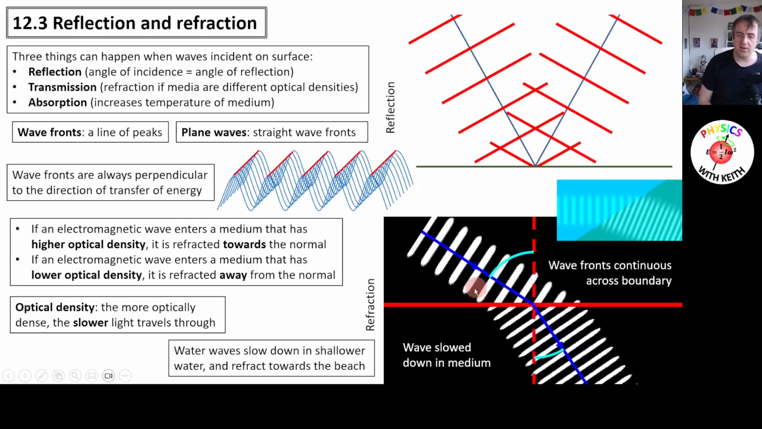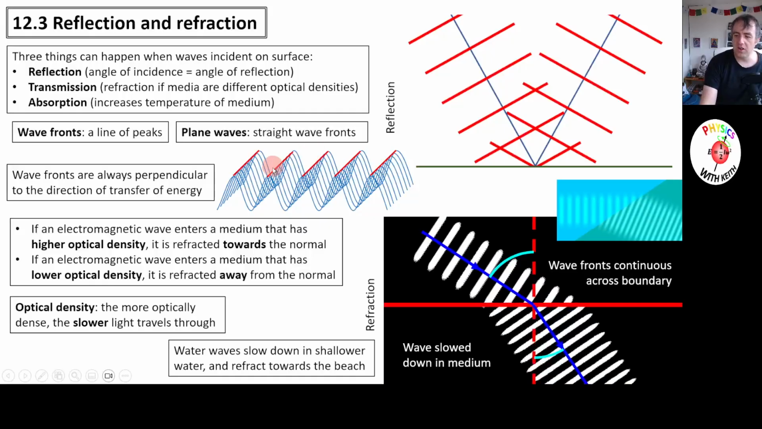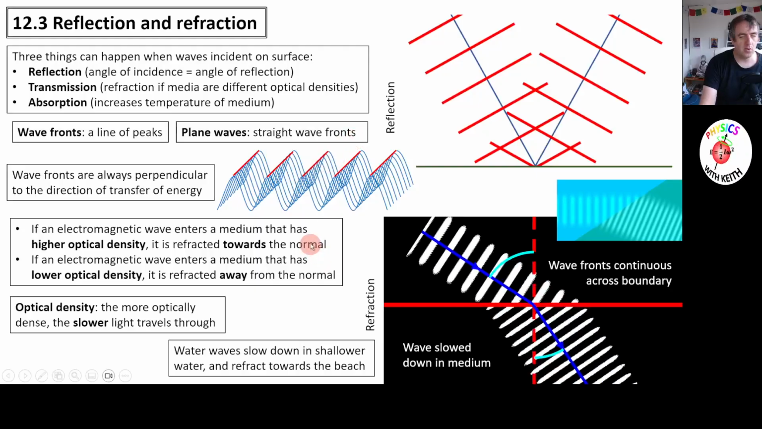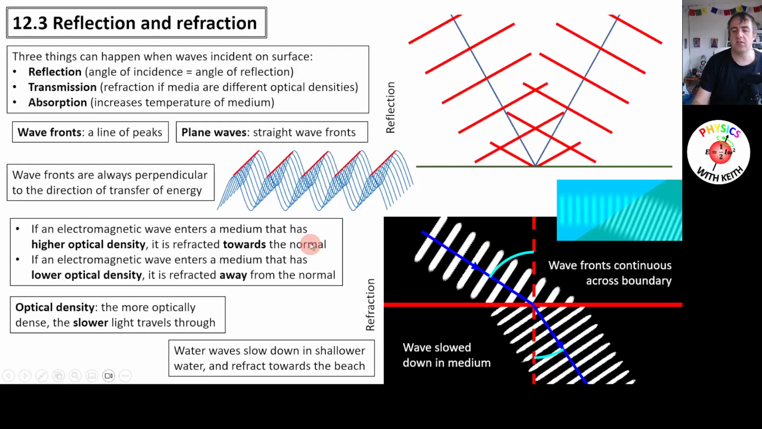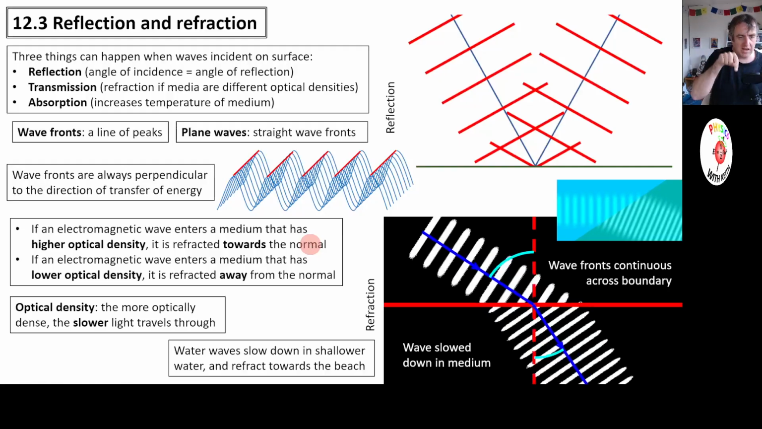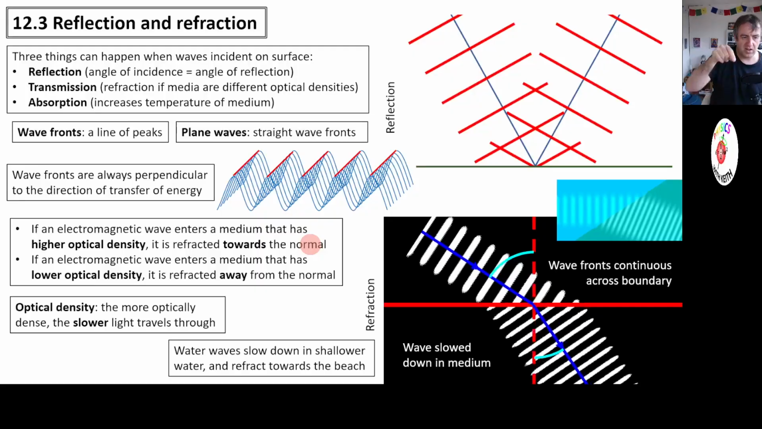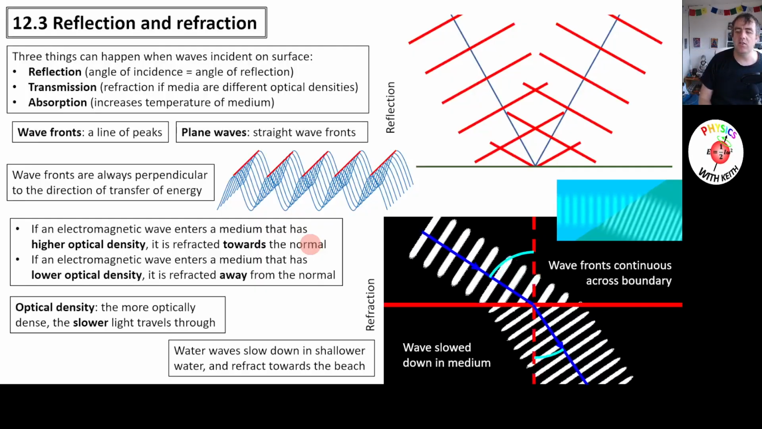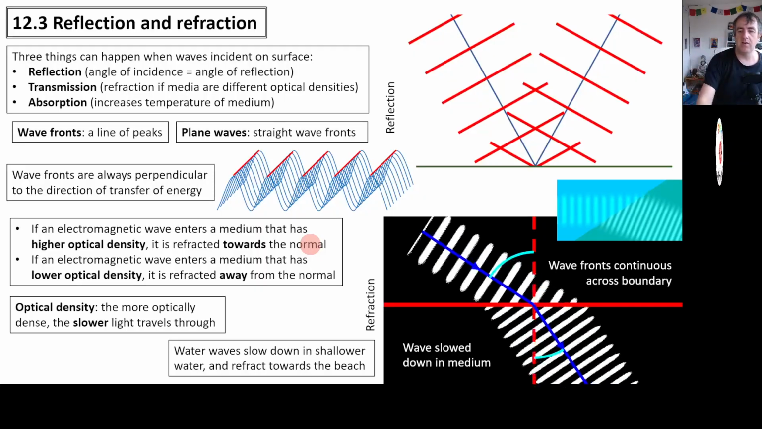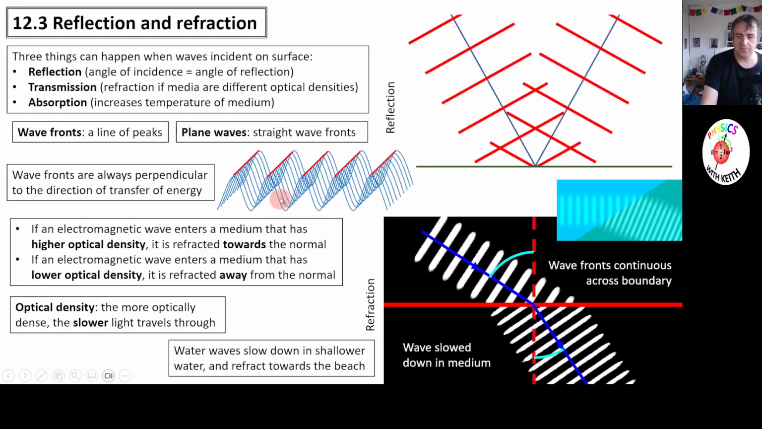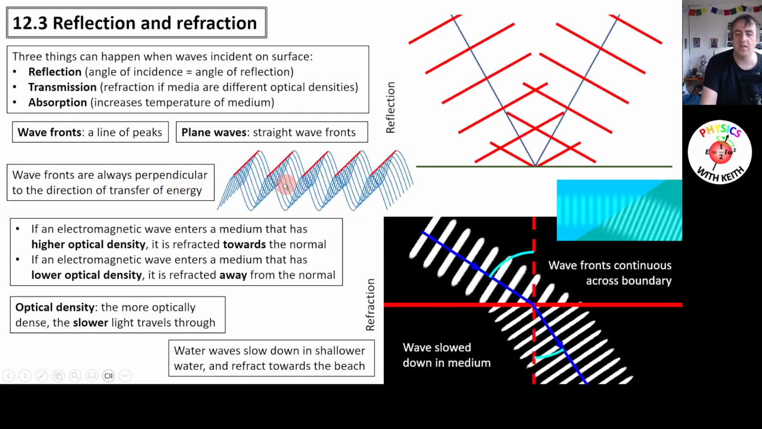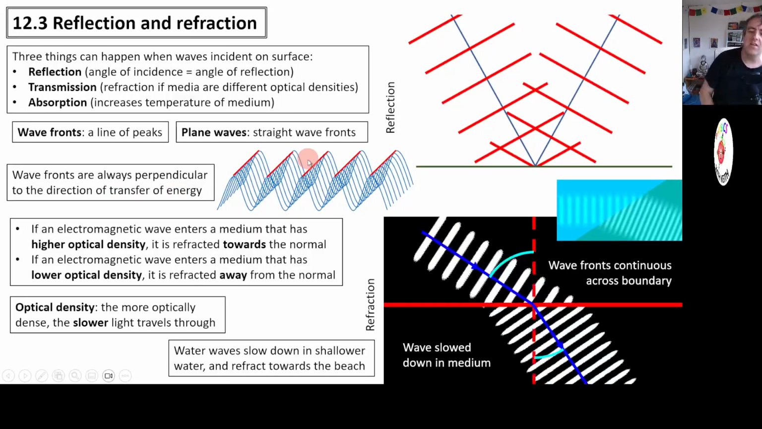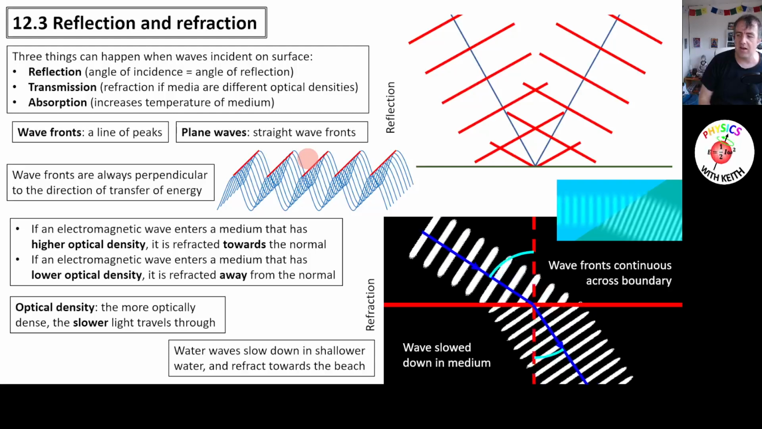So those wave fronts, lines of peaks, fine. We call these plane waves simply because the wave fronts are all straight. It's not always the case. Sometimes they're curved wave fronts if they are emerging from a point. Let's take water for example, a ripple spreading outwards has circular wave fronts. But here we used a ripple tank to produce plane waves, straight wave fronts. Wave fronts are always perpendicular to the wave direction, the direction that energy is being transferred by that wave.